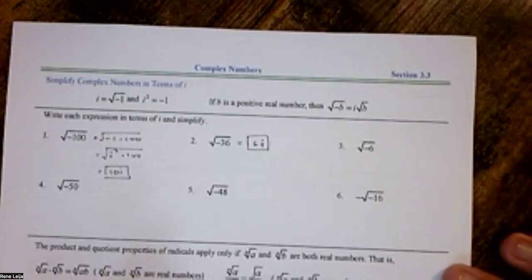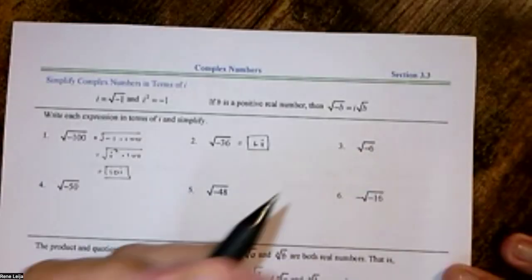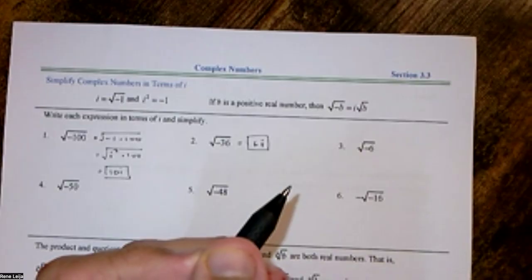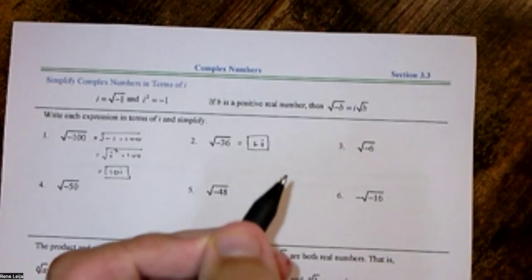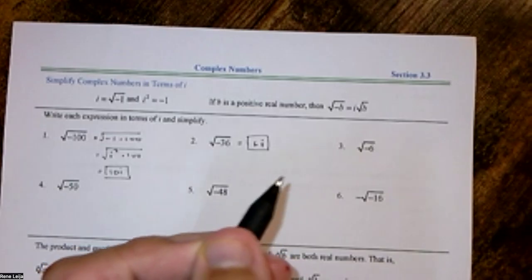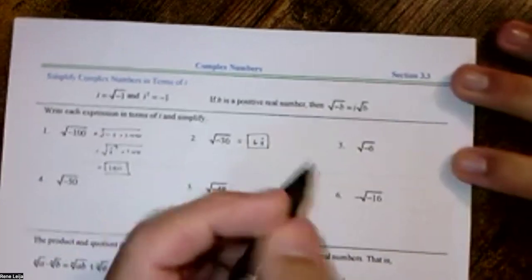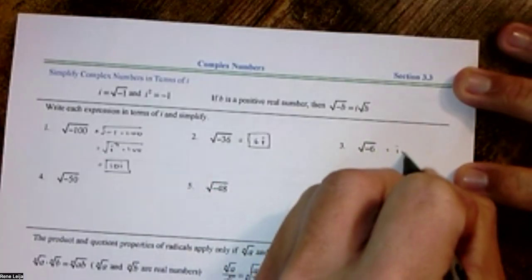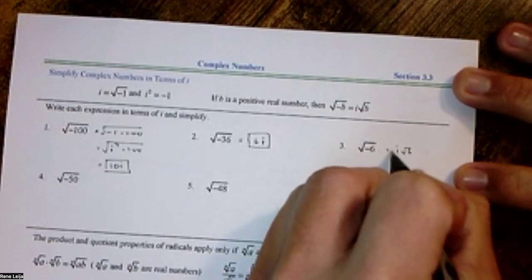And that's it. Okay, for number 3, I cannot take the square root of 6. It's not a perfect square. And if I break it apart to look for a perfect square, well, that would be 2 times 3. And neither of those are perfect squares. So the only thing I can do is take an i out. So this would be i root 6.